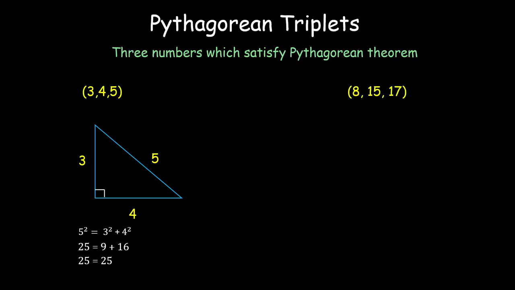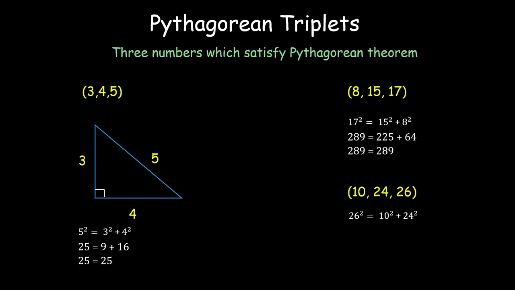For example, we have 8, 15 and 17. Here 17 will be the hypotenuse. So, 17 square is equal to 15 square plus 8 square. 289 is equal to 225 plus 64, and this is true. Similarly, we have 10, 24 and 26. And if we check, 26 square is actually equal to 10 square plus 24 square.